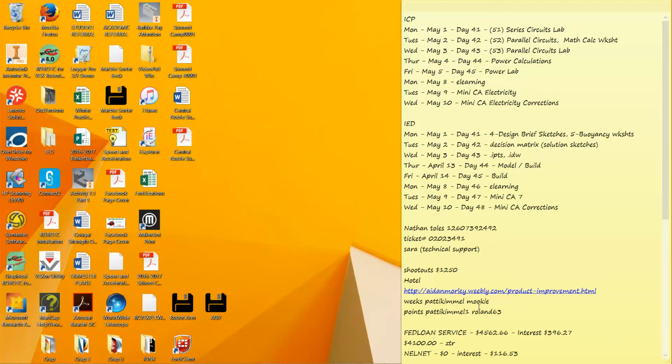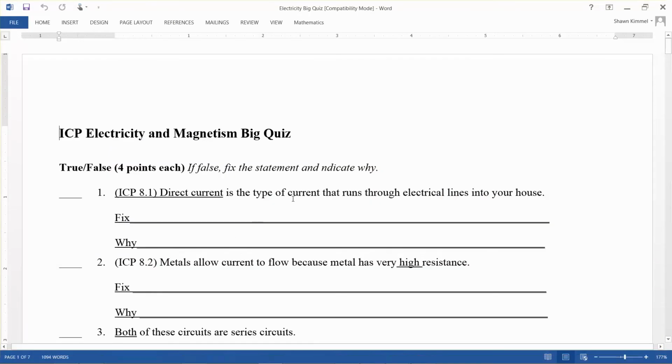Hey, welcome back. It's been a while, but this is going to be our review for the upcoming test, our big mini common assessment. Let's take a look at an old test and see what we can get done with this.